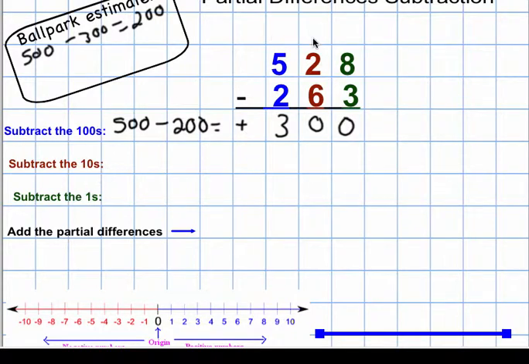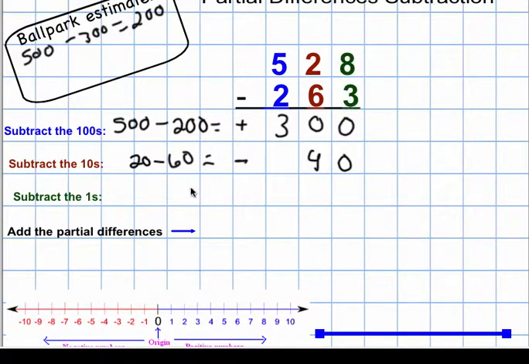I'm going to subtract the tens. I have 2 tens, or 20. Take away 6 tens, or 60. Now, interesting, look at this. You have a higher number on this side compared to this side. So we are going to be in the negatives now. So if we were to start at 20 and then count backwards 60, 20, 10, 0, negative 10, negative 20, negative 30, negative 40. We actually end up at negative 40. Tricky.